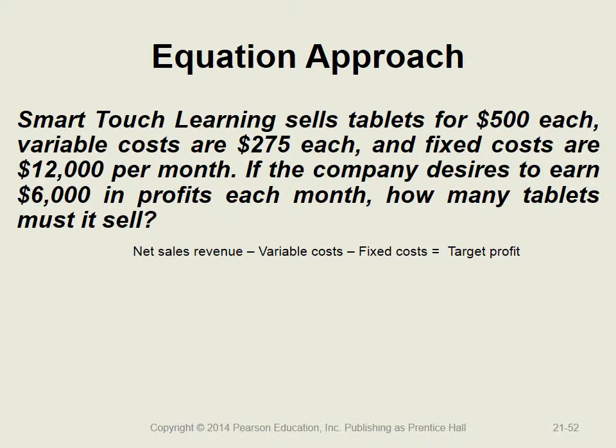Suppose Smart Touch Learning sells tablets for $500 each. Variable costs are $275 each, and fixed costs are $12,000 per month. If the company desires to earn $6,000 in profit each month, how many tablets must it sell? We can answer that question by using the equation approach. If we use Smart Touch Learning's information in the equation, sales revenue equals the unit sales price, $500 per tablet, multiplied by the number of units sold.